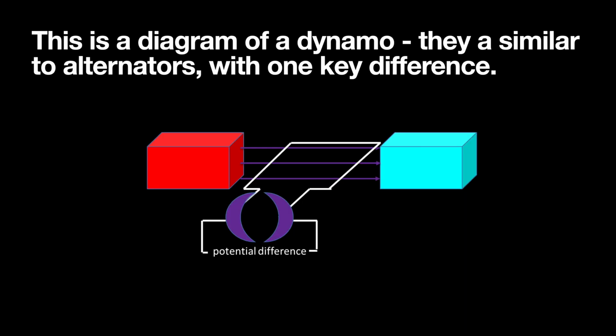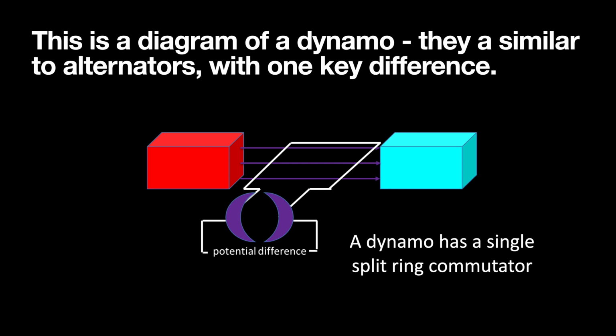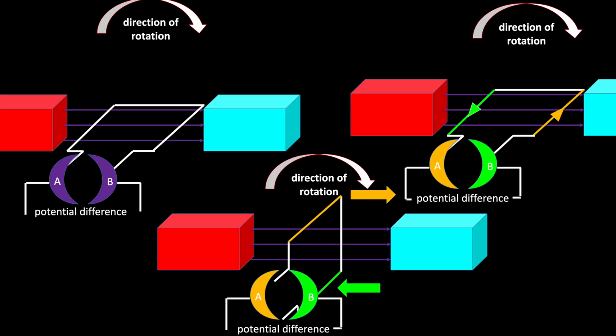This diagram is for a dynamo. It's very similar, but with one key difference. A dynamo has one split ring commutator. The alternator had two rings, but a dynamo has one single ring. Everything else remains pretty similar.